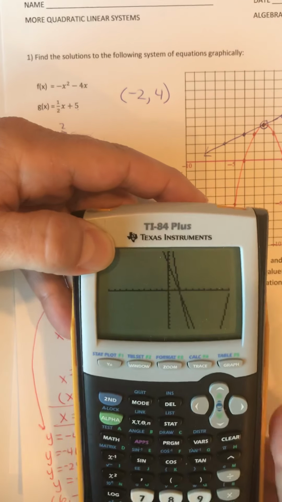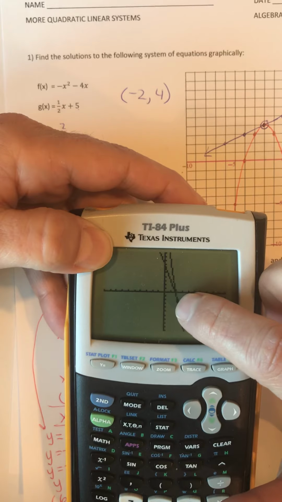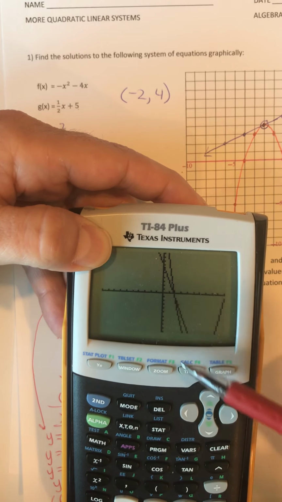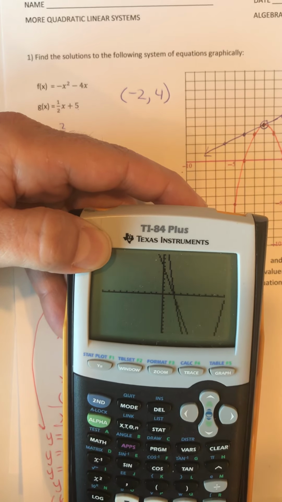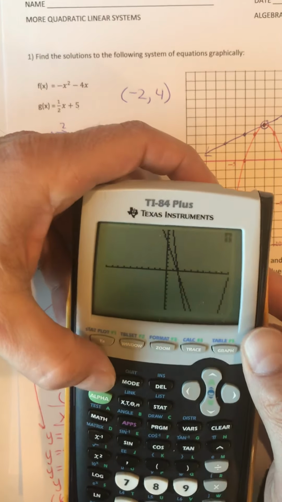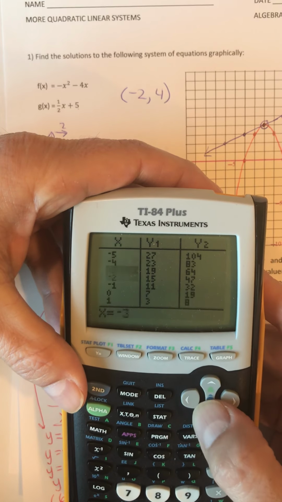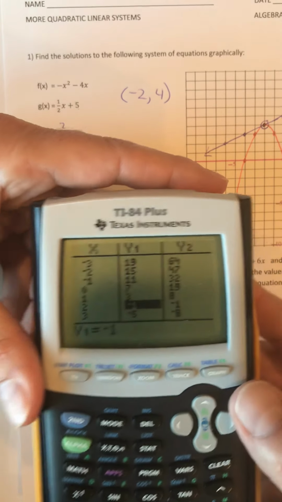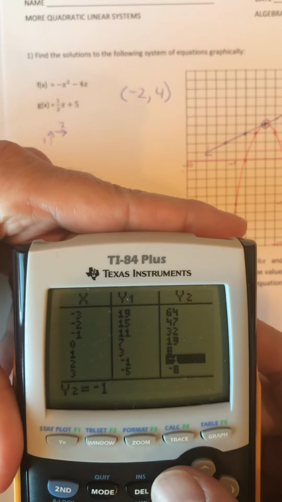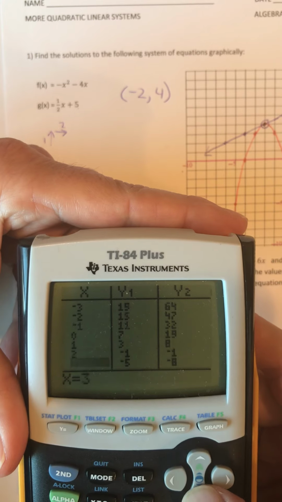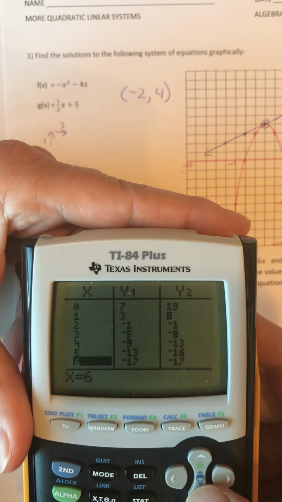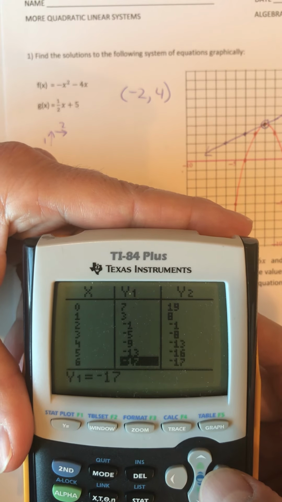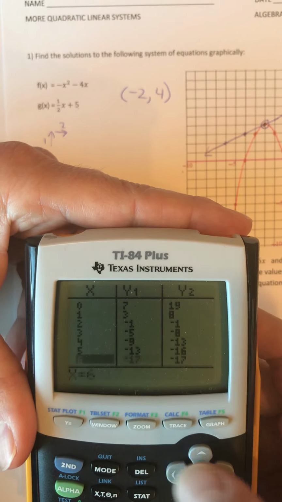All right, hopefully you could tell that it crosses here, and then you'd realize that somewhere over there it's going to cross. So I know it's going to cross to the right of 0. Go to your table, and you're looking for when the y values are the same. And if you look at 2, you'll see that both y values are negative 1. So that 2, negative 1 is our solution. And then if you keep going down, you'll see at 6, negative 17 is when the solutions are the same.